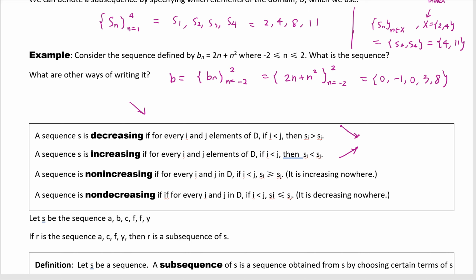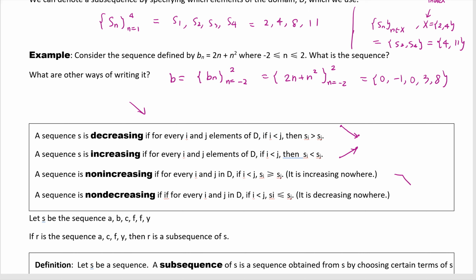Non-increasing means for every i, j in D, if i is less than j, then s_i is greater than or equal to s_j. So non-increasing, it is increasing nowhere. It could be constant or decrease, but it cannot increase.